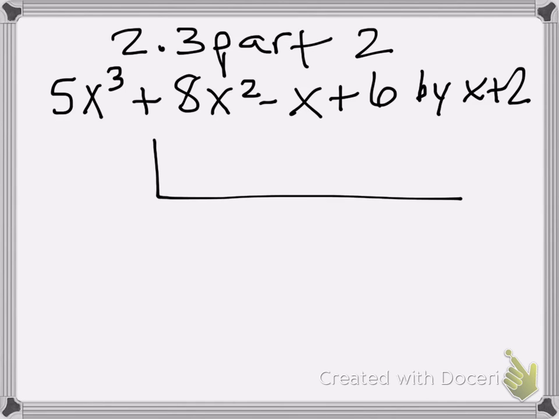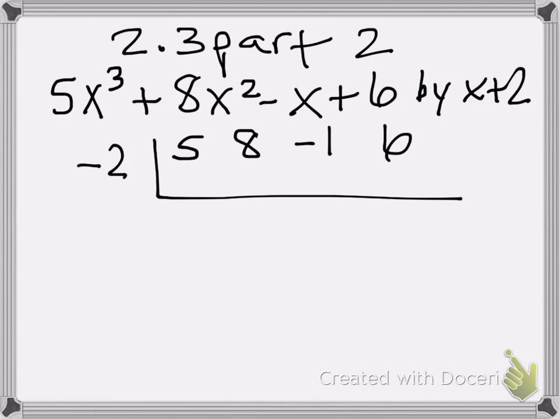The upside down bar. If you'll notice, we descend from the third power to a square to a first to a constant, so there is no need for a filler on this one. So 5, 8, -1, 6, and the divisor should be the 0, so we divide by -2.